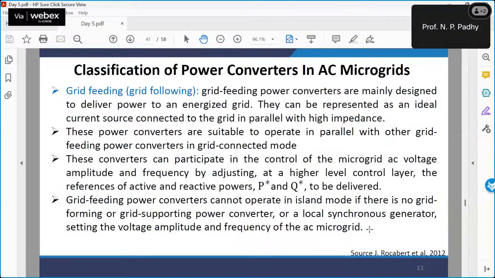Now, if I classify the power converters in a microgrid, as I told you, what is grid feeding? I think I need your attention for the next 5 minutes. Grid feeding, that is also known as grid following.